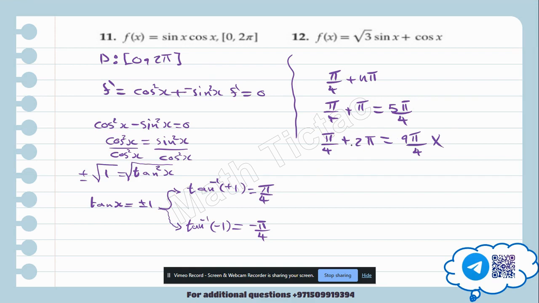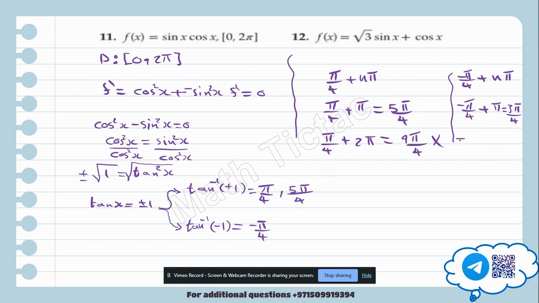What about, so in here I have pi over 4 and 5 pi over 4. From this, minus pi over 4. Minus pi over 4 is not included in my domain because it's less than 0. So let's add n pi for it. So minus pi over 4 plus n pi as well. So minus pi over 4, let's take 1 plus pi. So that will give me in here 3 pi over 4. And this is included in my domain because 3 pi over 4 is between 0 to 2 pi.